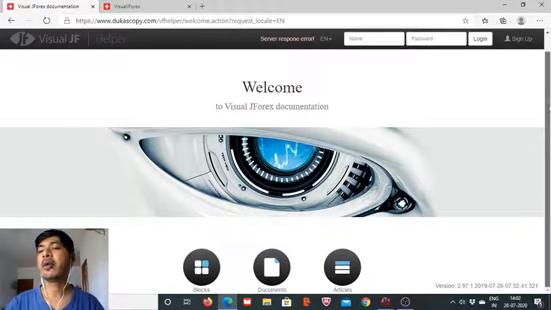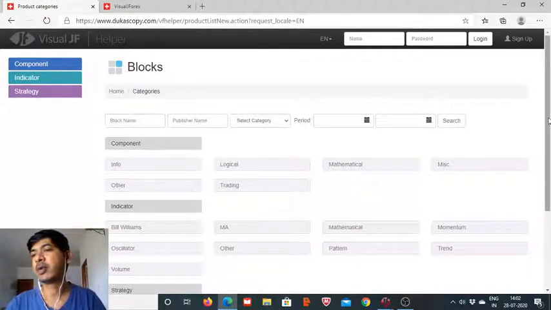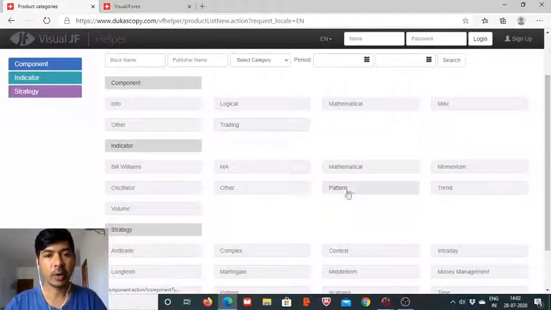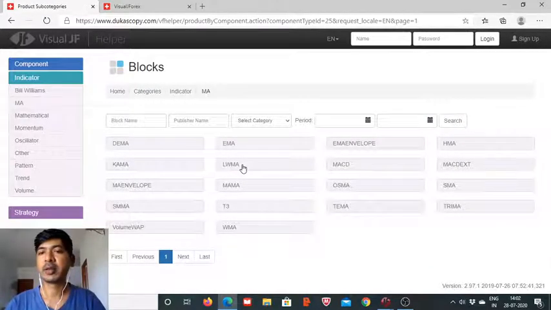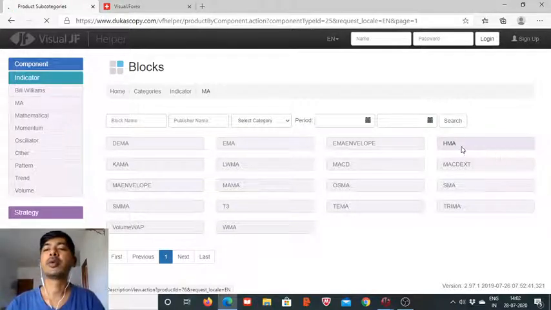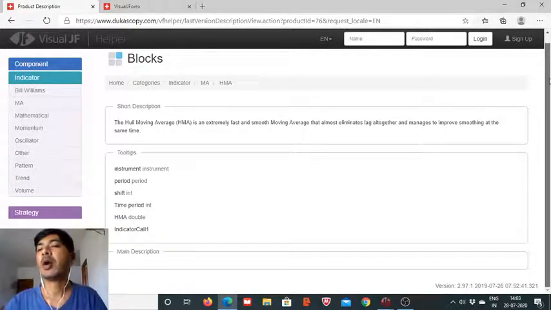The Hull Moving Average, the HMA. This is a part of the ongoing moving average series, in which we have seen a couple of different types of moving averages in the last few trading sessions, and today we will see how we can use the Hull Moving Average to design and implement a profitable algorithm.